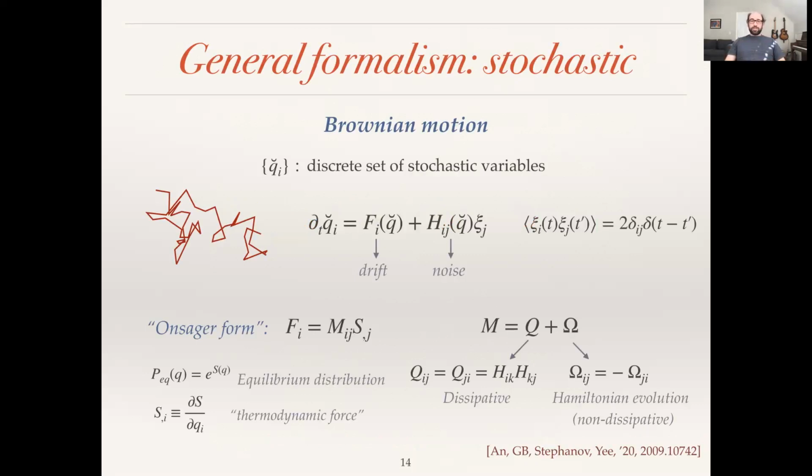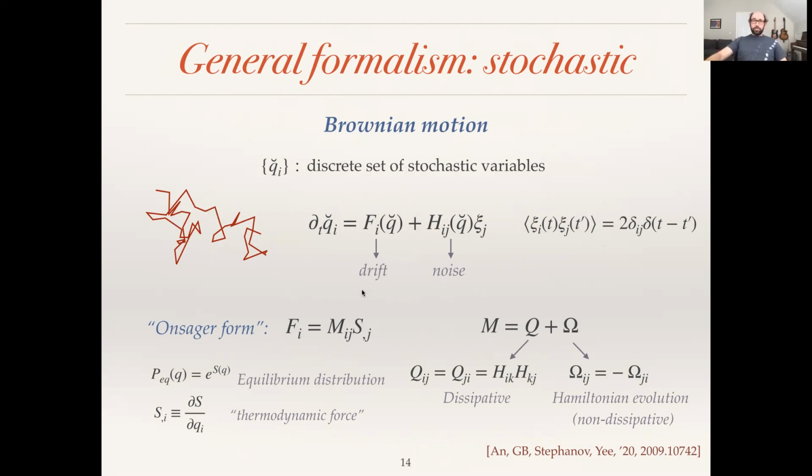Now, it's easiest to illustrate the general strategy in an example where I have a discrete set of variables as opposed to fields. But then I will generalize this formalism to fields, or take the continuum limit if you wish, later in the talk. Okay, so the setup is a Brownian motion, which is captured by this Langevin equation, where I have a drift term, which is the hydro part, if you wish, and then there's the noise, which are the random things.